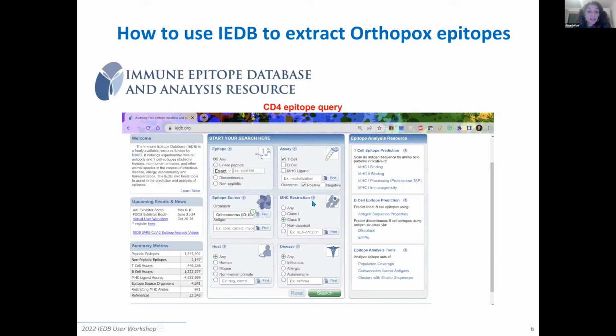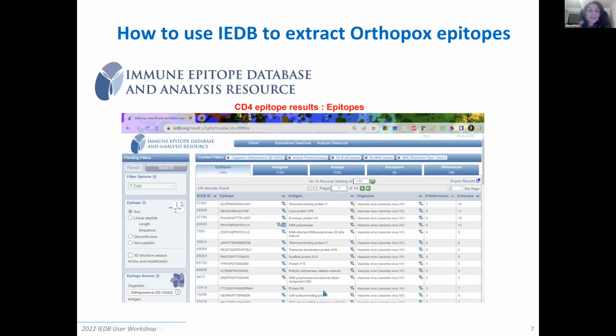And because we're interested in CD4 response, we select the class 2 MHC restriction. And in the context of host, as I was mentioning for the data, we wanted to go broader, so we didn't select any specific host. If you click on the query, the IEDB is going to show you the different epitope information in the different tabs. And so in the epitope tab, we see 345 epitopes.